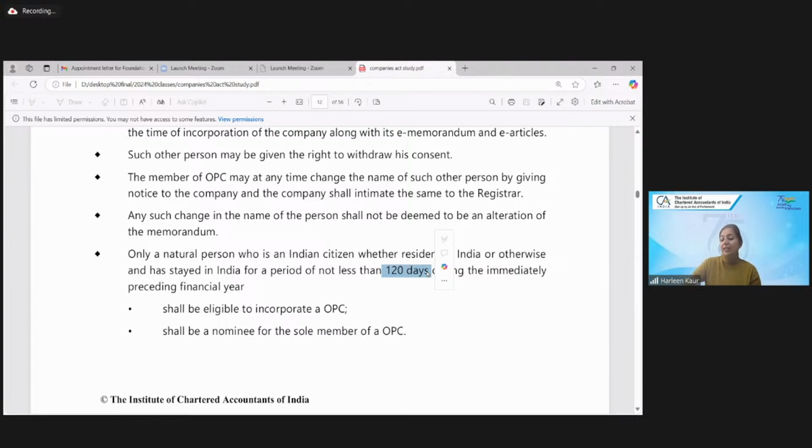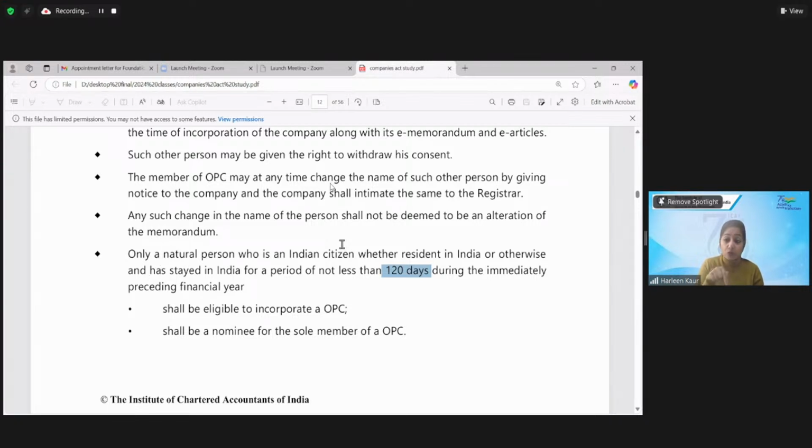What is the financial year that is going on right now? 24-25. April 24 till March 25. What is the immediately preceding financial year? April 23 to March 24. So what is the time period I need to see? Immediately preceding financial year. So one is assessment year, one is financial year, one is previous year. As per income tax, assessment year is the year which is ahead of the continuing financial year. Here we are simply referring to the preceding financial year.